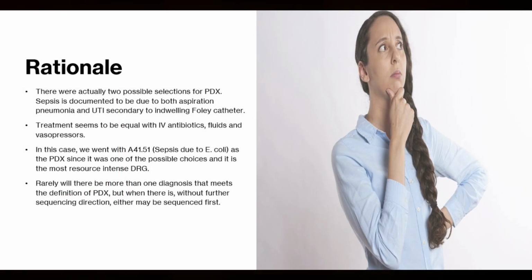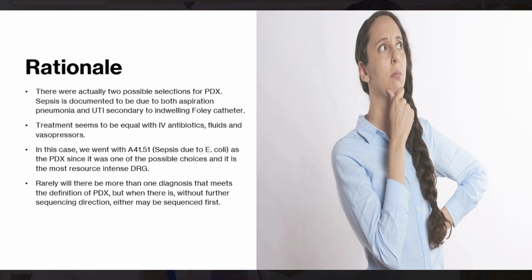There were actually two possible selections for the principal diagnosis. Sepsis is documented to be due to both aspiration pneumonia and urinary tract infection, secondary to indwelling Foley catheter. Treatment seems to be equal with intravenous antibiotics, fluids, and vasopressors. In this case, we went with A41.51, sepsis due to E. coli, as the principal diagnosis since it was one of the possible choices, and it is the most resource-intense diagnosis-related group. Rarely will there be more than one diagnosis that meets the definition of principal diagnosis, but when there is, without further sequencing direction, either may be sequenced first.